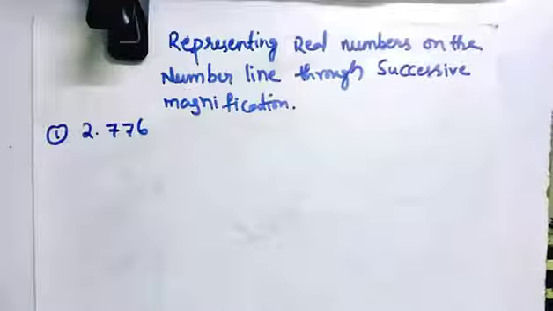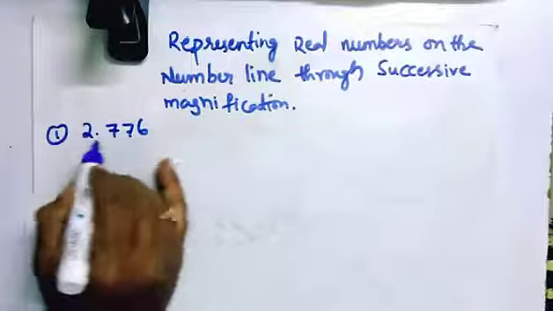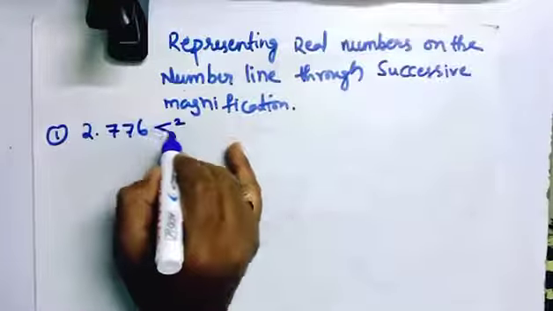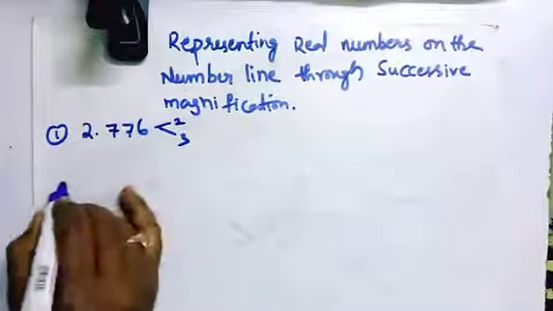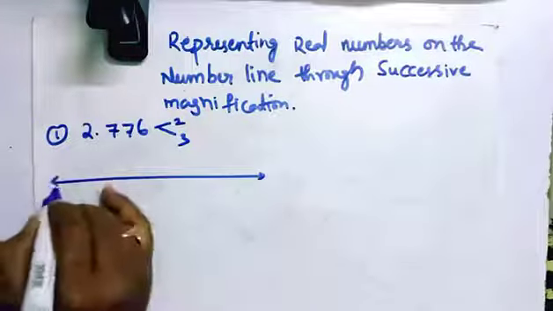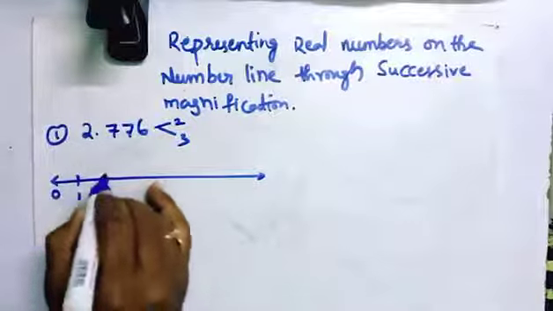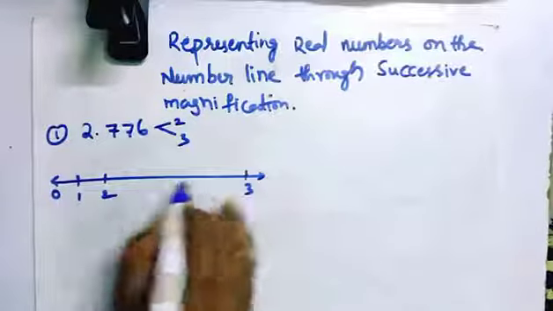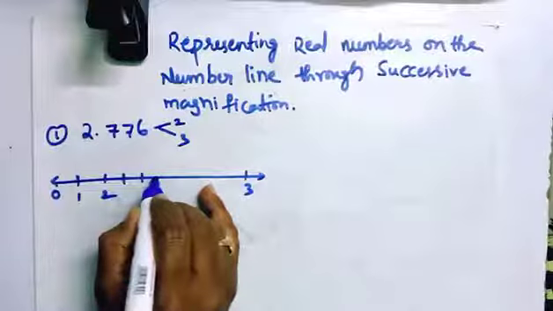Next, I am explaining representing real numbers on the number line through successive magnification. The first number is 2.776. We are representing this number on the number line by using successive magnification. Generally, we will get 2.776 between 2 and 3. So now draw the number line between 2 and 3. This is 0, 1. So I need 2 and 3. We already know we have 10 millimeters between one unit.